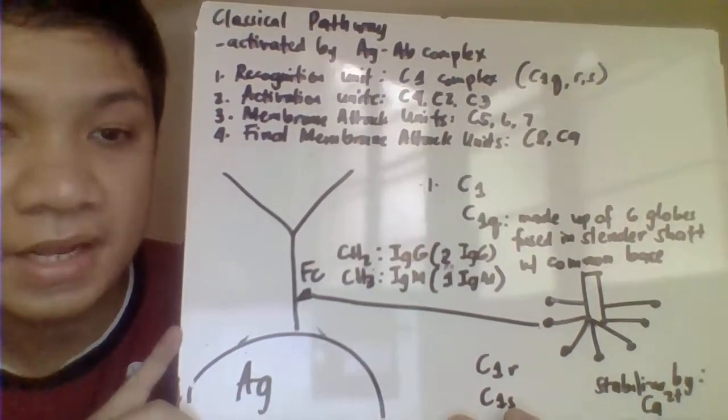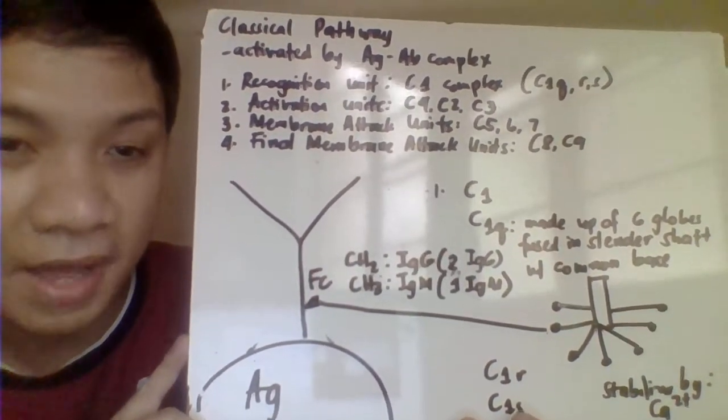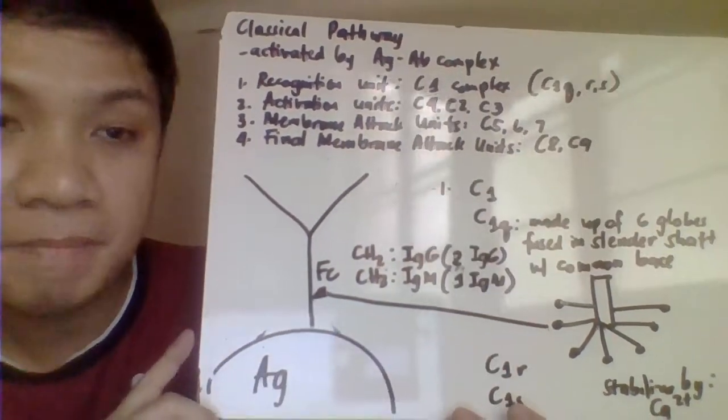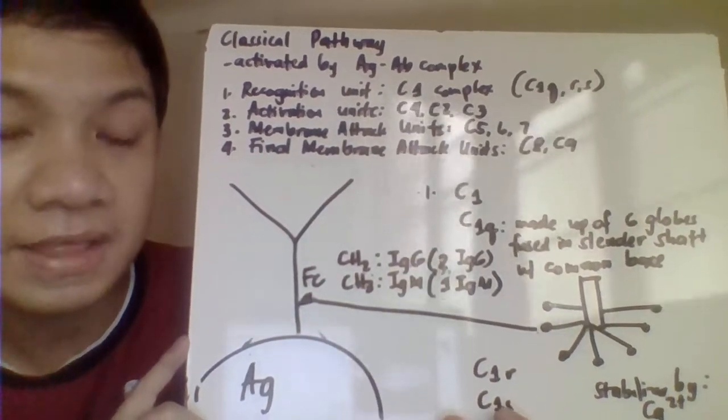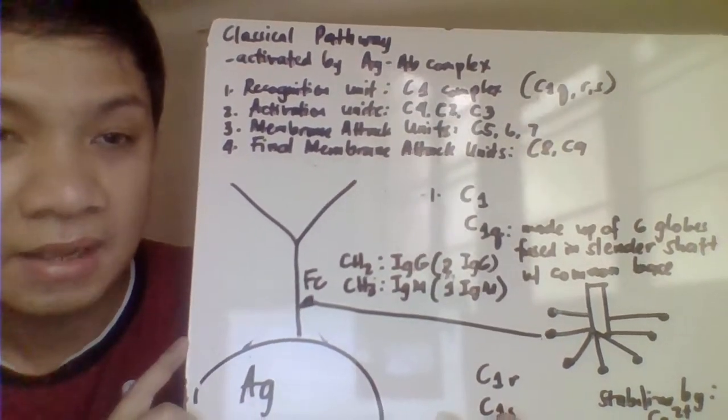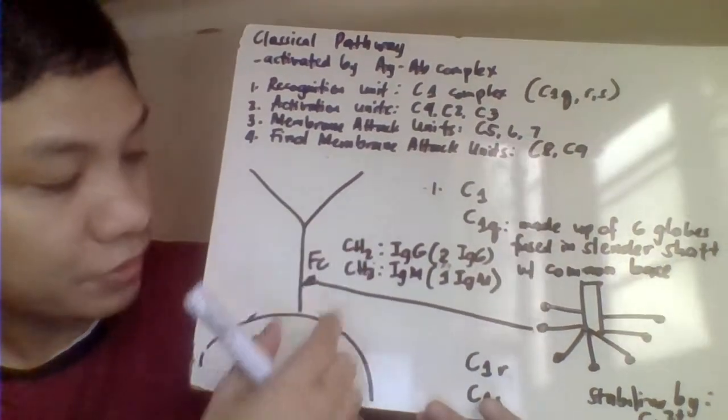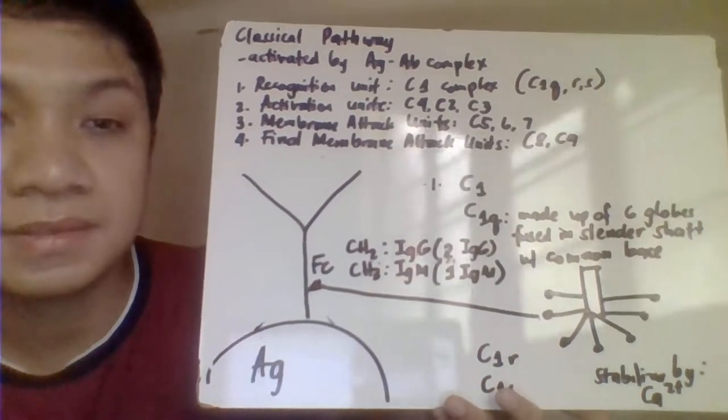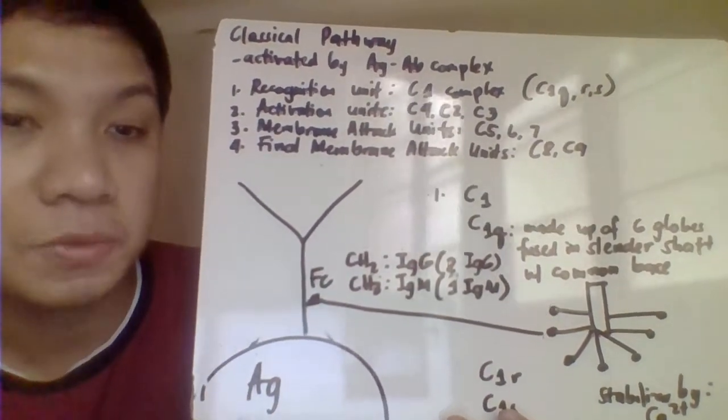Okay, so we have here the activation of your classical pathway. Again, our classical pathway is activated by your antigen antibody complex. So you should have your antigen antibody complex that is deposited in your tissues.